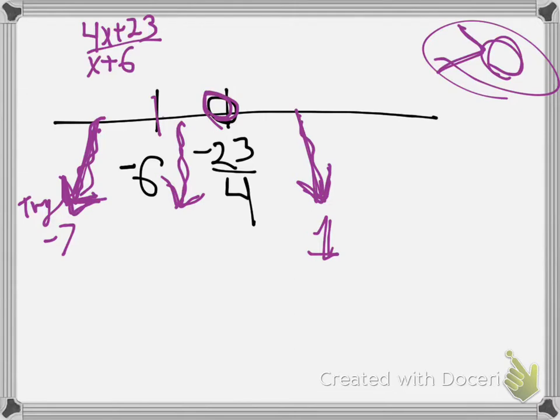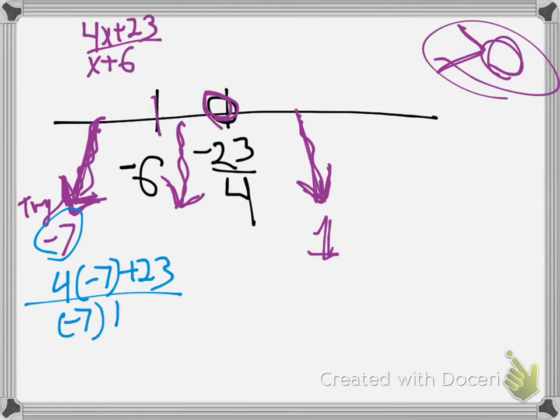And so let's see here. If we try -7, that's (4 times -7 plus 23) over (-7 plus 6), and we'll see what that comes up with. The bottom is -1. The top is -28 plus 23, which is -5. That's a -5 over a -1. A negative divided by a negative is a positive. So it's +5 over 1.